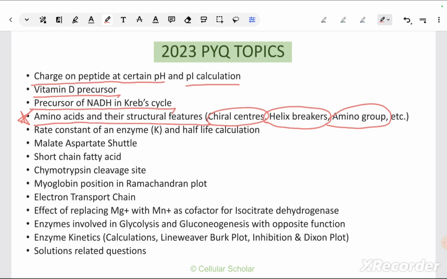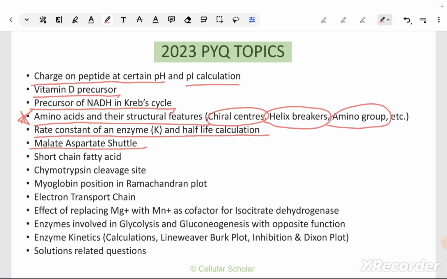So it is a very important topic. They asked a question on the rate constant of an enzyme and half-life calculation, and the malate aspartate shuttle. Basically, you'll have to study both the shuttles and what molecules are involved in each shuttle. They can ask questions like which molecule is involved in the malate aspartate shuttle, and they will give you some options, and you'll have to select from those options.